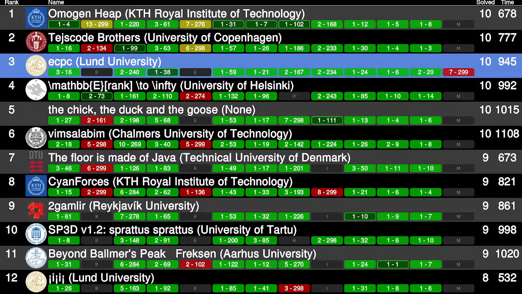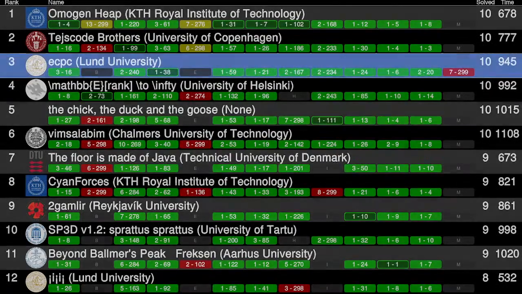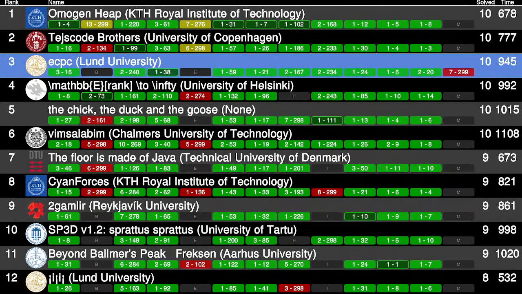And that means that ECPC are the Swedish student champions. And actually they are the Nordic student champions as well. They are the best ICPC eligible team in the contest, getting 3rd place with 10 problems solved.